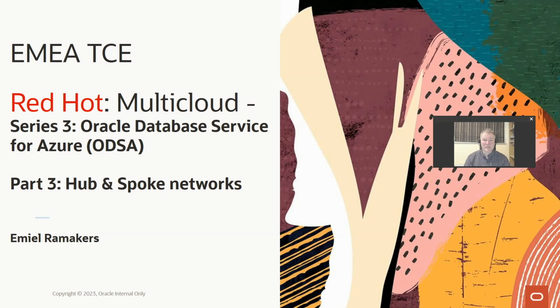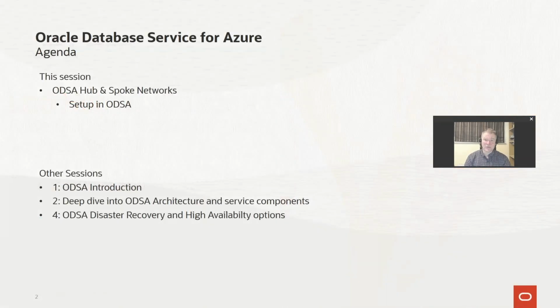This particular session will be on one of the advanced topics, namely how to plug ODSA into a hub and spoke network on the Azure side. So I'll give a little bit of an overview of what that looks like and what the important bits are to understand about ODSA when you want to plug that into a hub and spoke network on the Azure side, and then we'll have a look at what that actually looks like in practice on the ODSA console and in Azure.